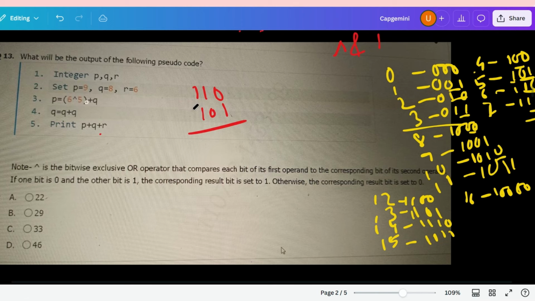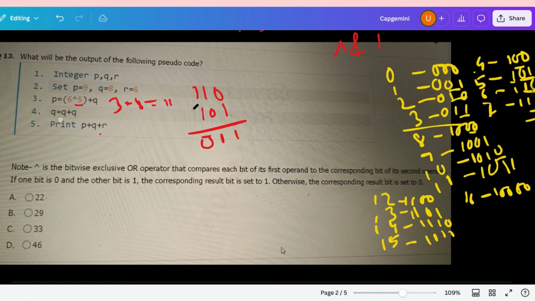Okay, so it is an XOR operation. If both statements are the same, then this is false. If one statement is different, then this will be true. So this is equivalent to 3. So 3 plus q, that is 8, so 3 plus 8 is equal to 11.